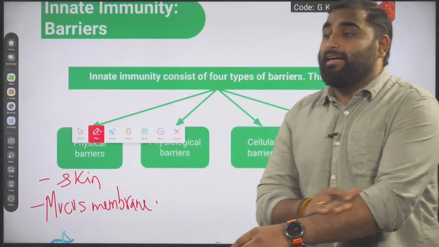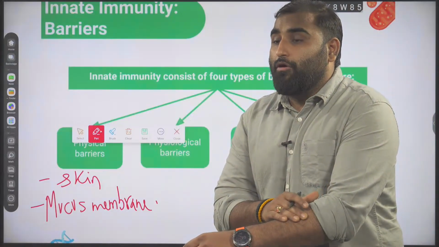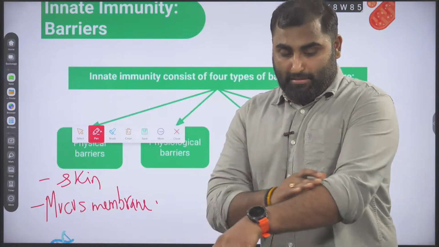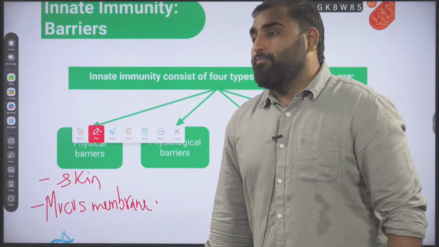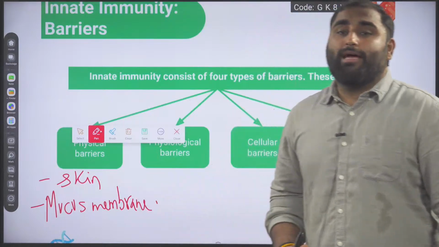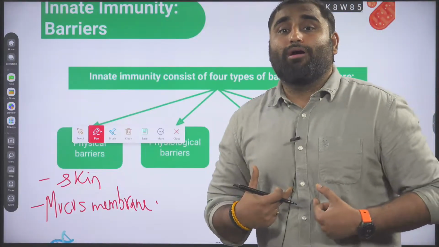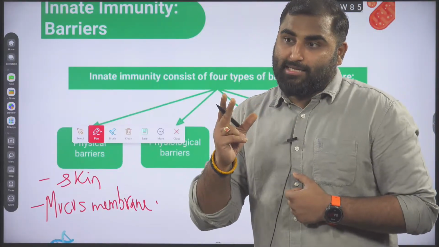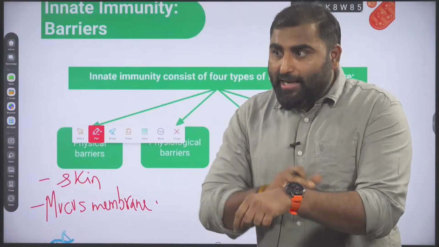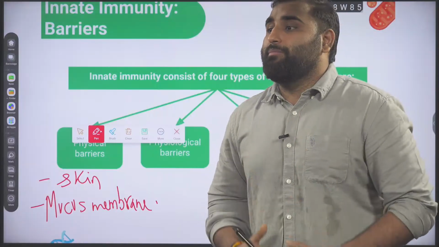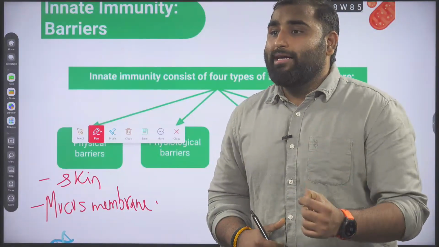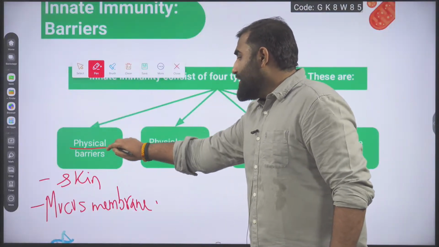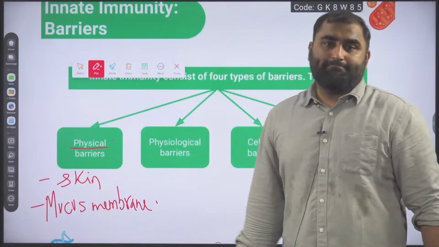Your skin prevents entry of foreign body, and mucous membrane prevents entry of foreign bodies inside your body. Right? So there are two linings: outside lining skin, internal lining mucous membrane. That provides your physical barrier. Which barrier? Physical barrier: skin and mucous membrane.